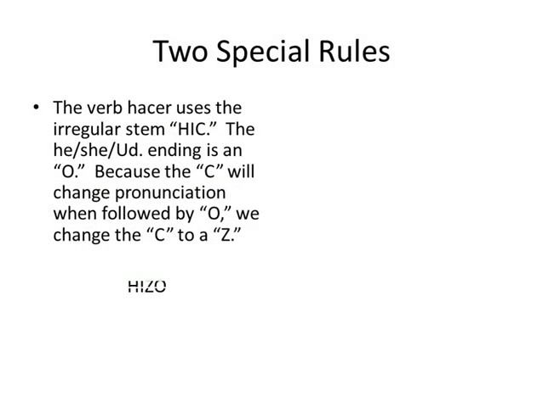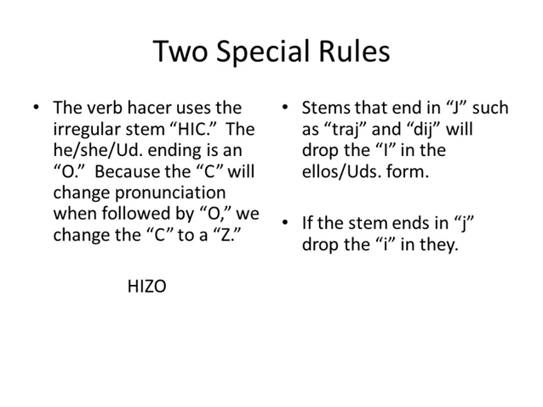Now there are two special rules you do need to remember. The first deals with that C/Z in hacer. Because the stem is hic, H-I-C, we need to remember that C changes pronunciation when it's followed by an O. So we'd have to change the C to a Z to preserve the pronunciation. So we have hizo. Now the second rule deals with those stems that end in J.